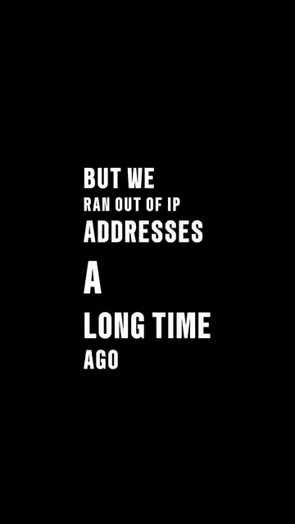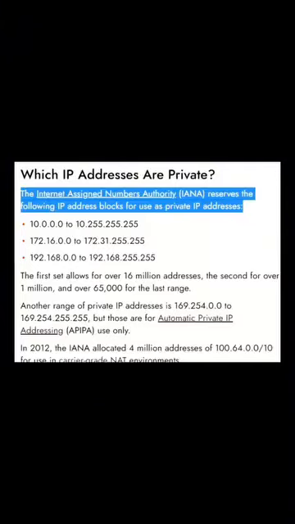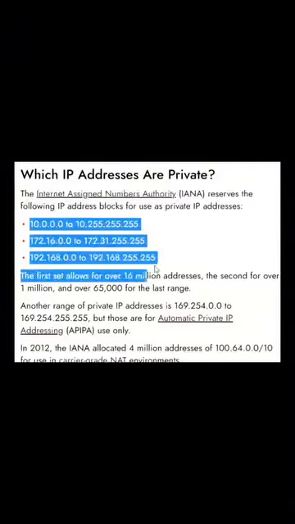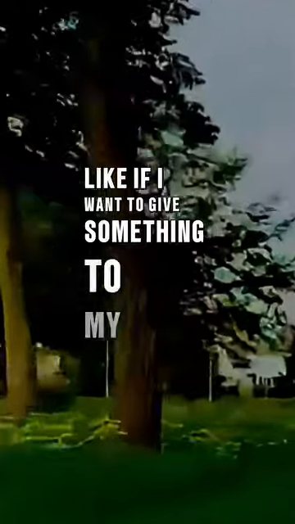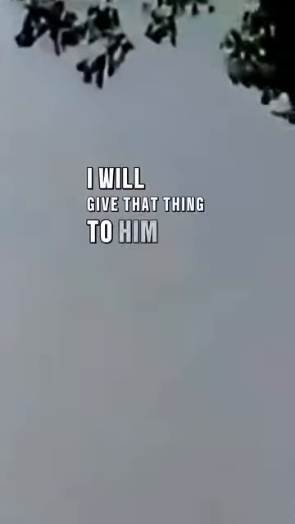But we ran out of IP addresses a long time ago. To fix this problem, the first step was to make some IP addresses private, which are used to transfer data between local networks. So now, instead of having a public IP address for every device, they have private IP addresses by default. And it makes sense. Like, if I want to give something to my neighbor, I won't be using the postal system. I will give that thing to him directly.